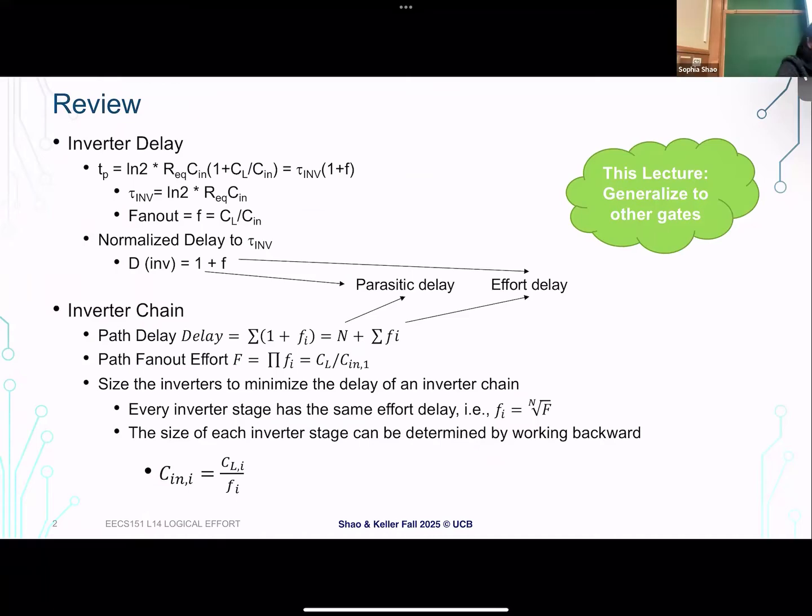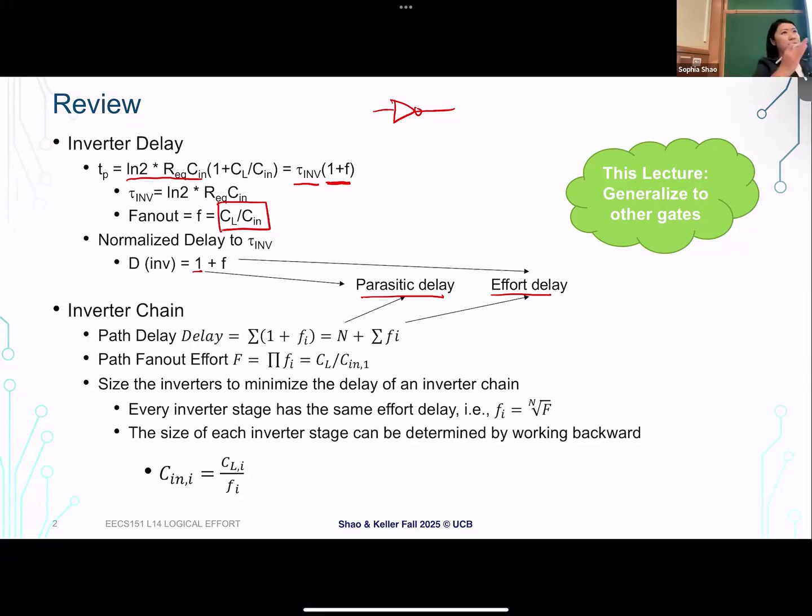We started discussing the delay of inverters, right? We mentioned the inverter delay can be characterized as an RC circuit to think about the propagation delay. And we introduced tau inverter as a time constant for unit size inverters. In this case, we can write the normalized delay of the inverter into two components. One is parasitic delay, which is a constant here. Another is effort delay, right? Effort delay is basically how big of a load I'm driving. I have certain strength, depending on how big the load I'm driving. That also dictates the overall delay of my inverter.